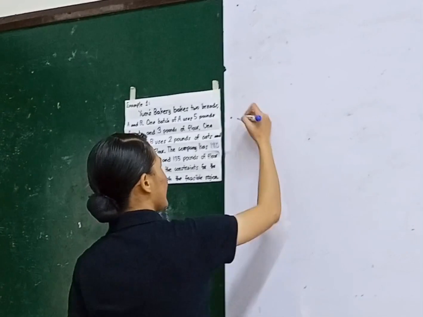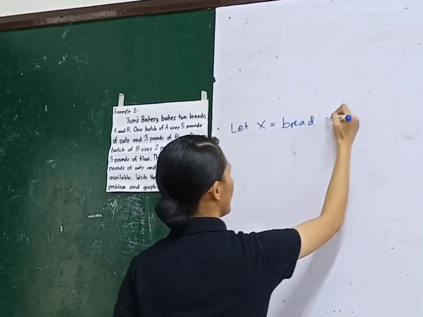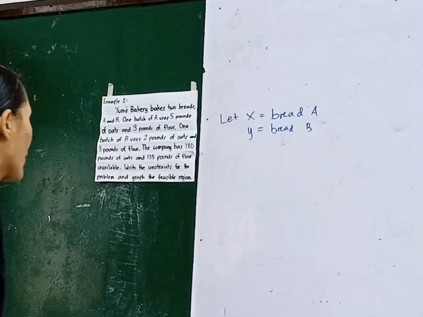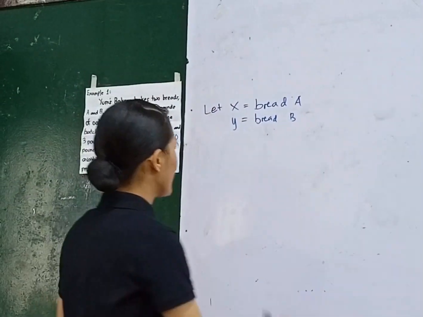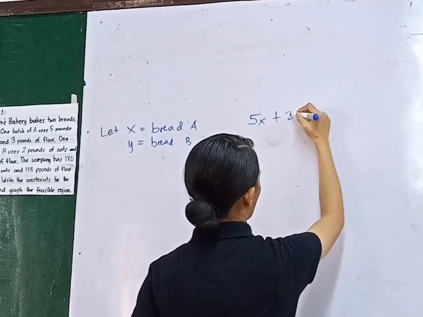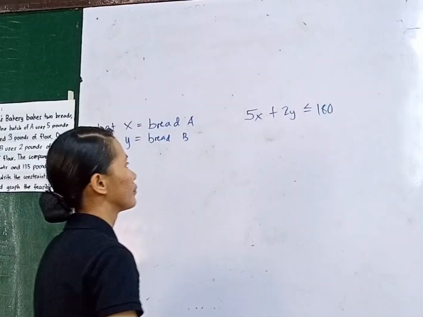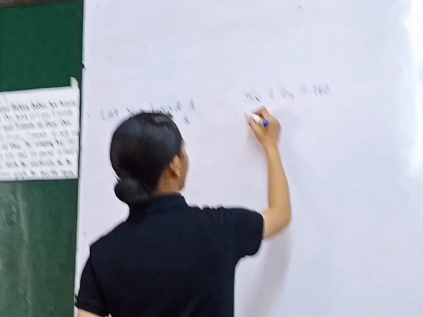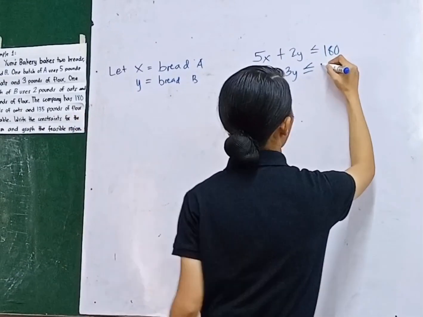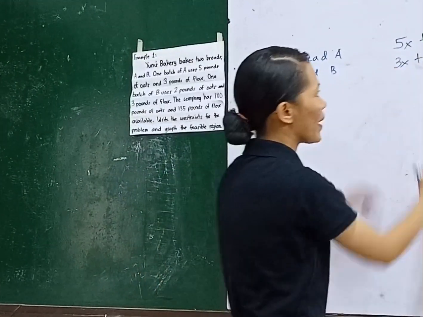So first we can let x be bread A and y bread B, and then our amount of oats is 5x plus 2y less than or equal to 180, and then our amount of flour is 3x plus 3y less than or equal to 135.